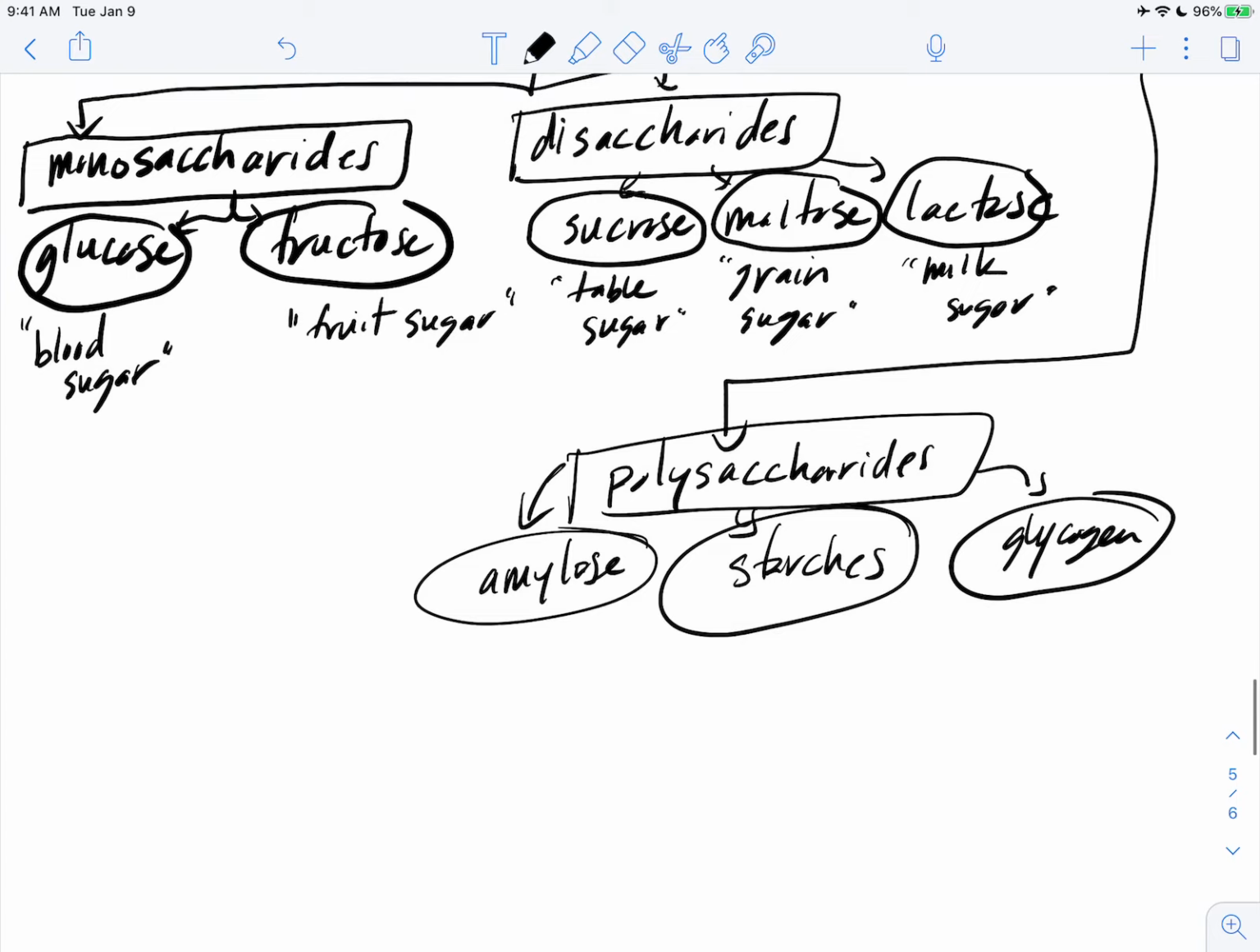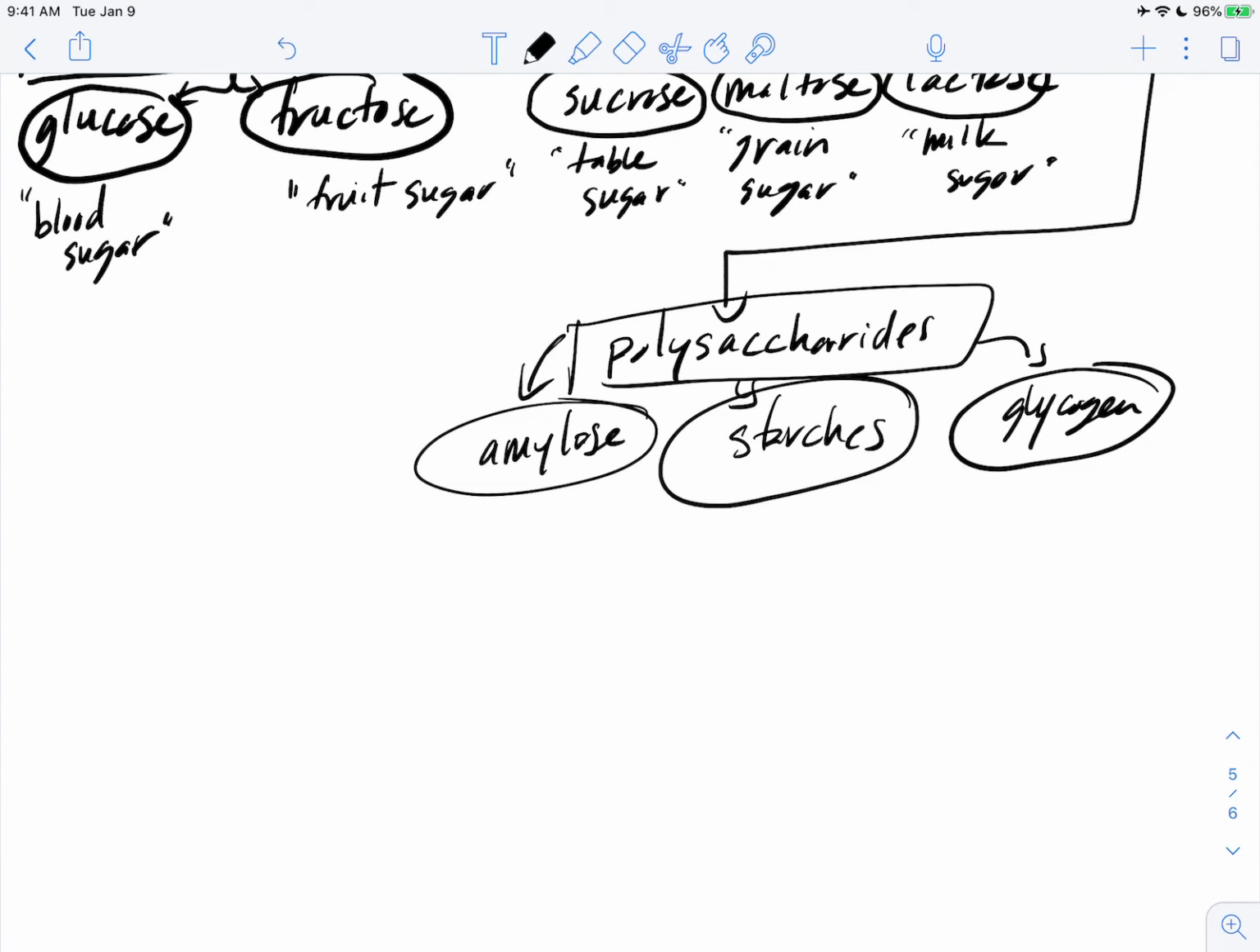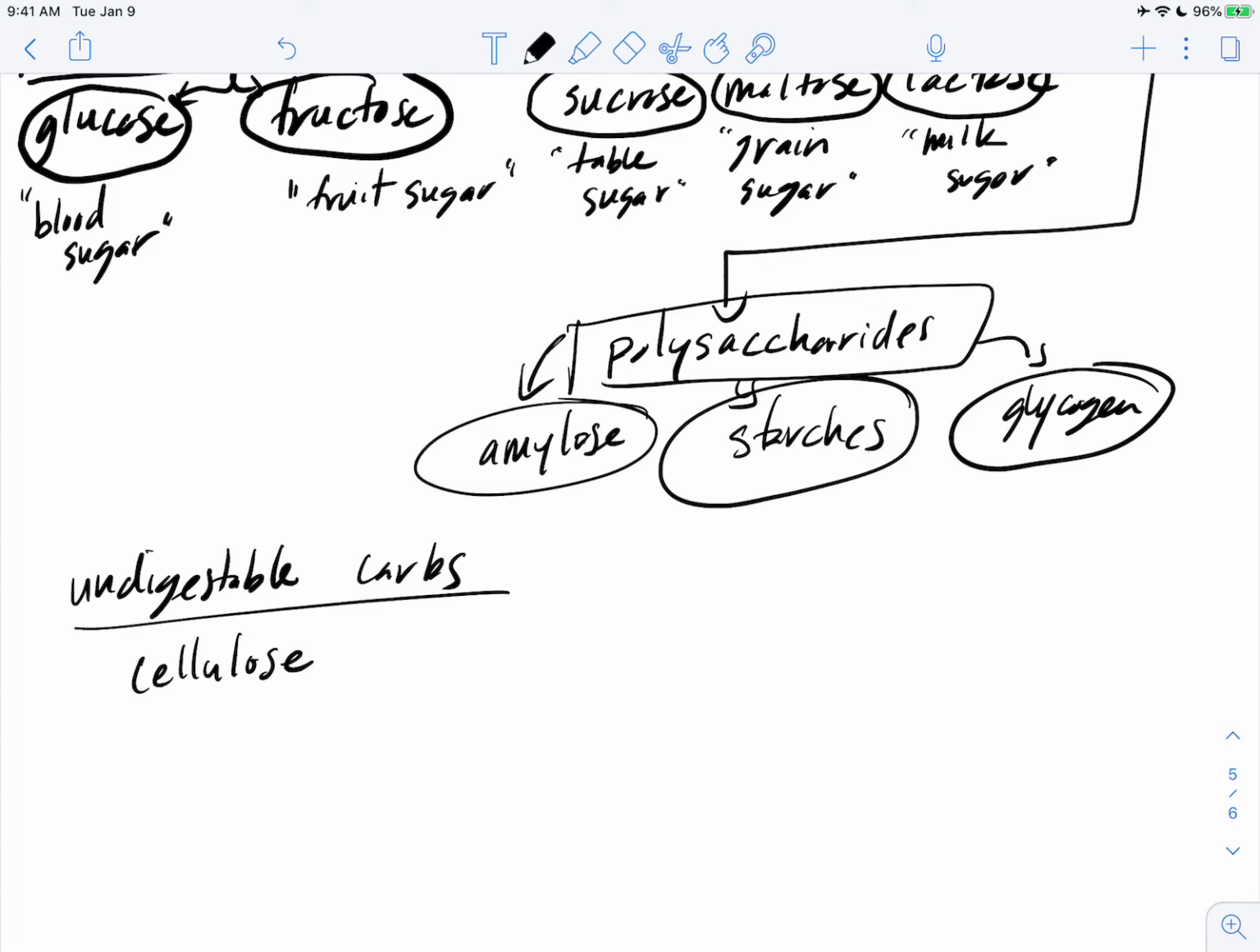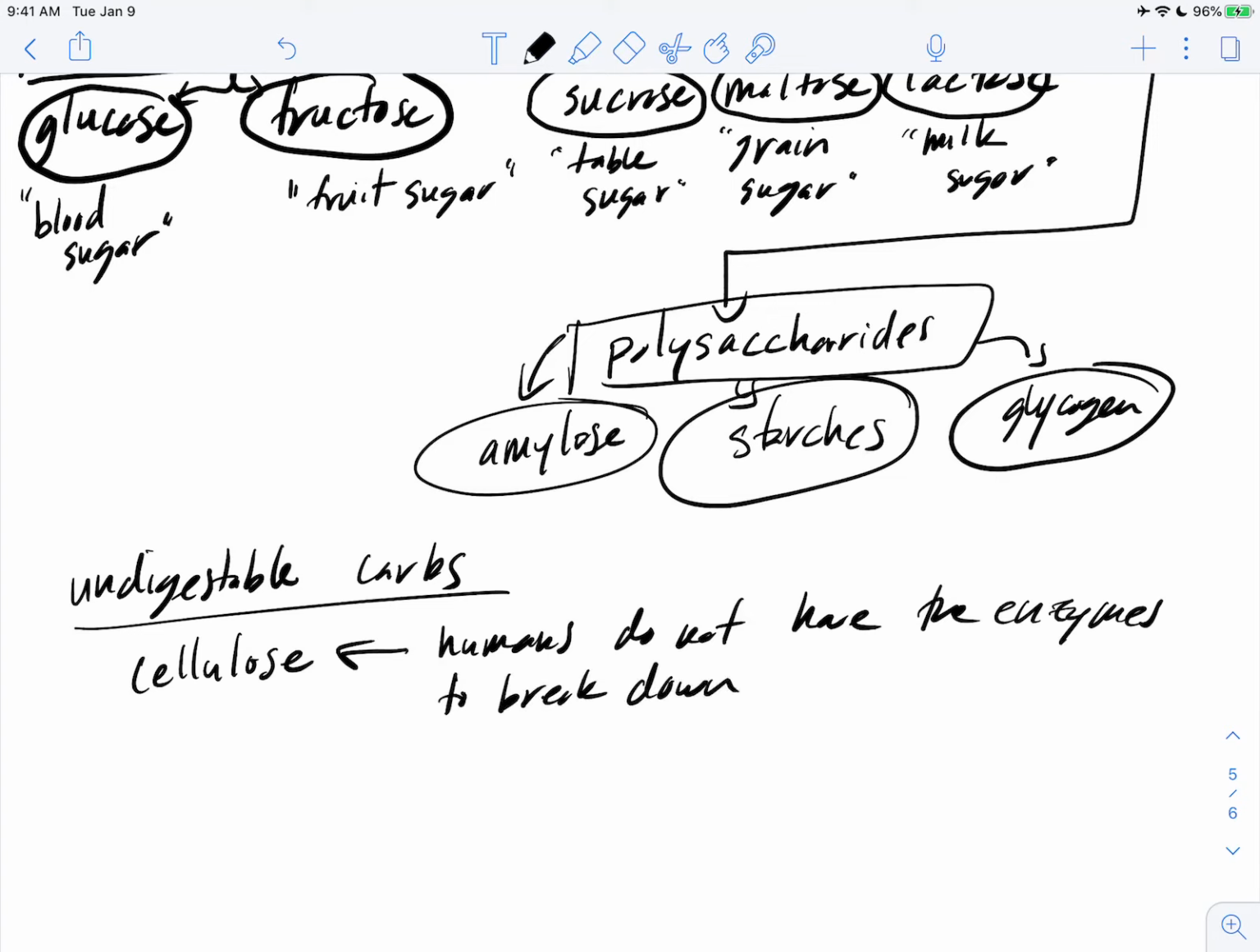There are a couple that we can't digest. So undigestible carbs, so we can't do this. Cellulose. And so humans do not have the enzymes to break down and obtain the glucose, which is what cellulose, so paper, is made out of.